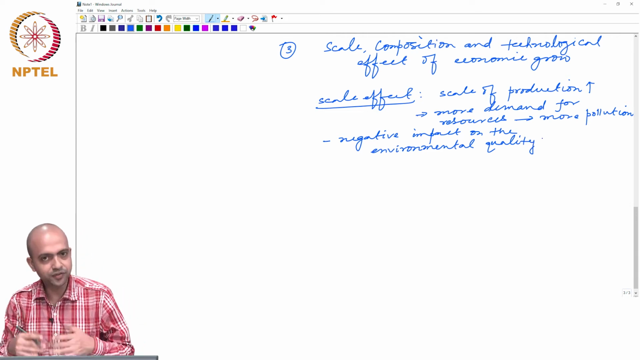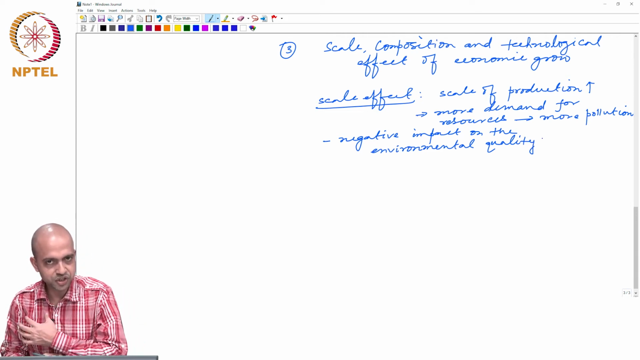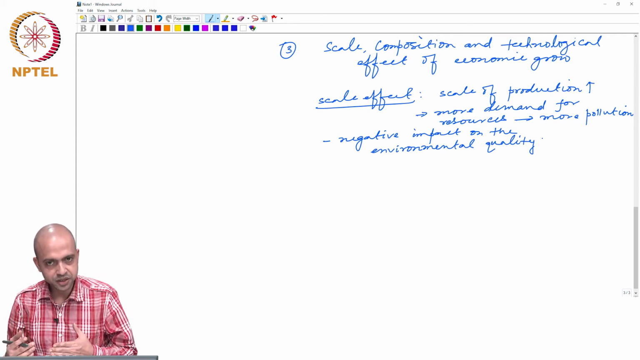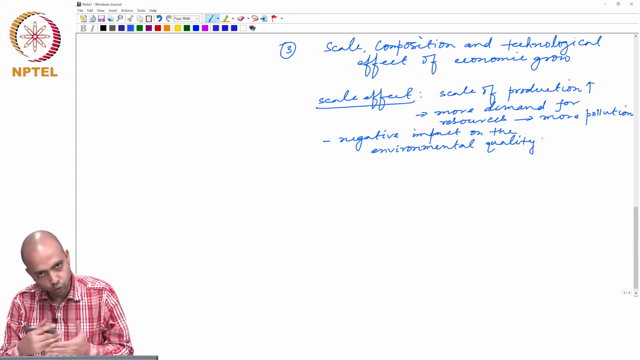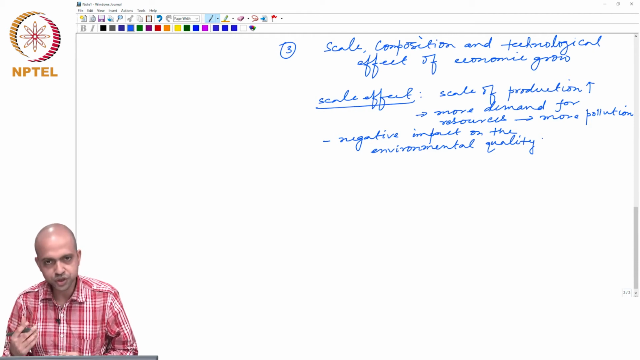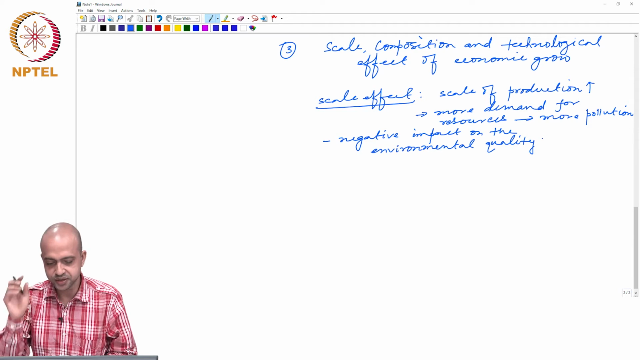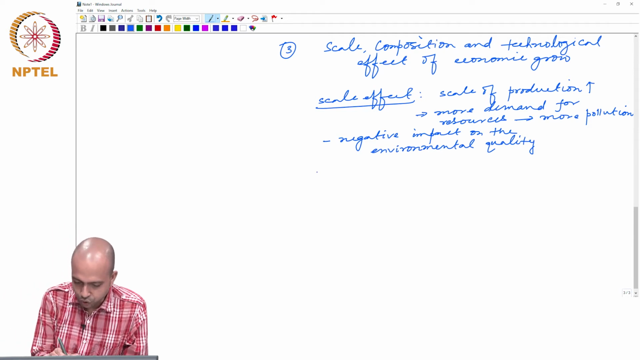Okay. Scale effect is negative. As the economy starts growing, scale of production increases. So, there would be more demand for resources, more resource extraction from the environment, more pollution. This is negative. What is composition?